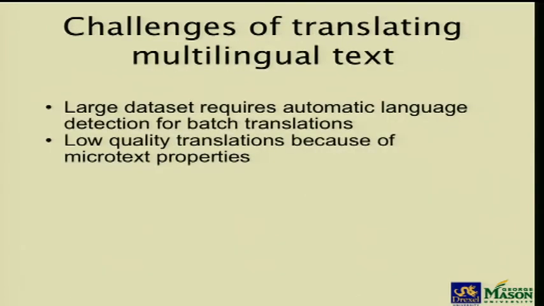But we know that our data set is very large. We have millions of messages. So if we want to translate these messages all to English, first of all, we need to automatically detect their language in order to perform batch translations. And even if you're able to detect the language, then we will need to translate them in good quality, but unfortunately, we don't get very good quality translations.